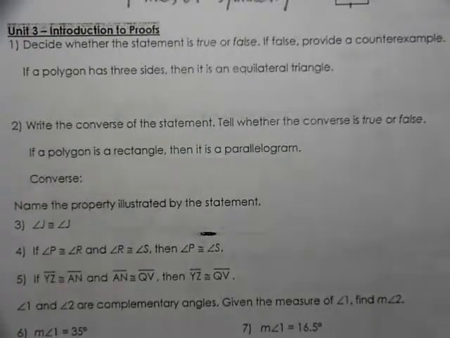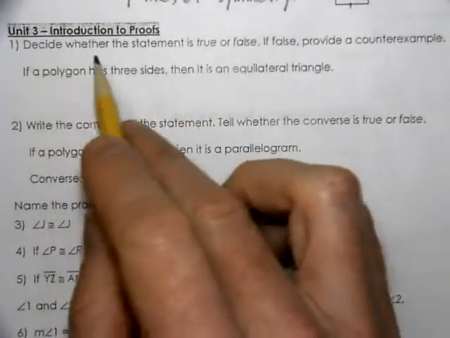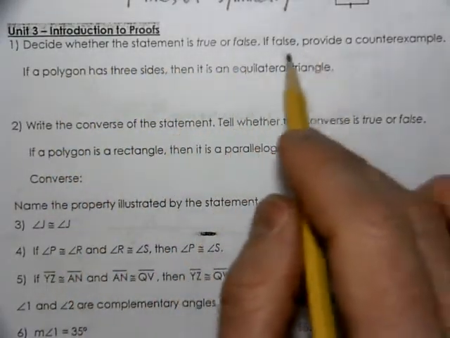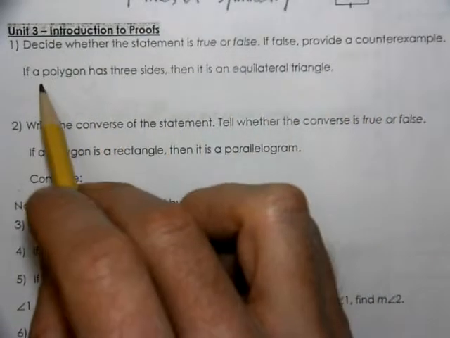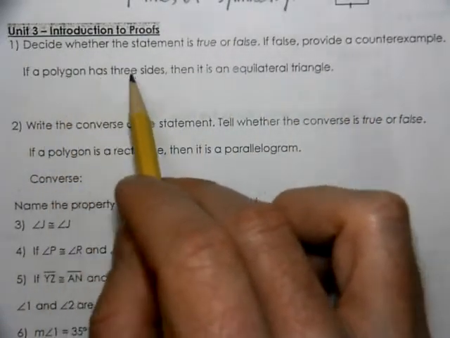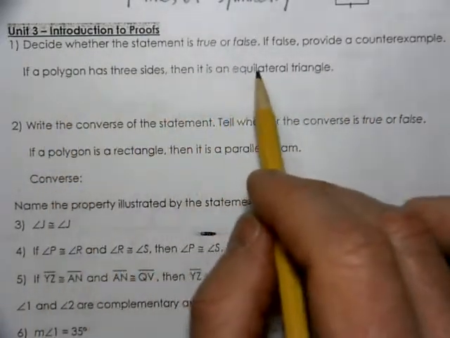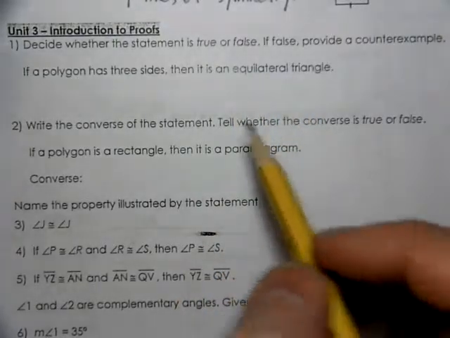This is geometry. This is the semester 1 exam review, working on unit 3. This is the introduction to proofs. We're going to talk about if the statement is true or false, and if it's false, we're going to give a counterexample. If a polygon has 3 sides, then it is an equilateral triangle.